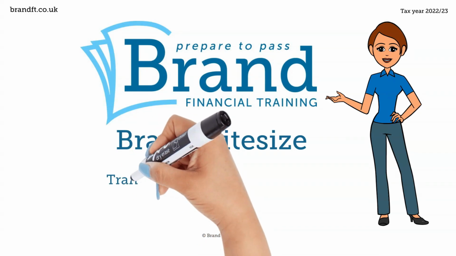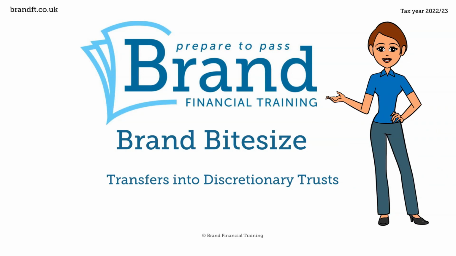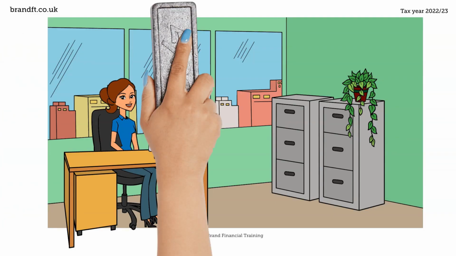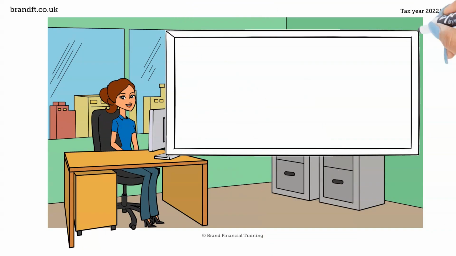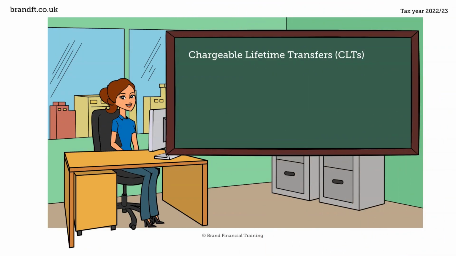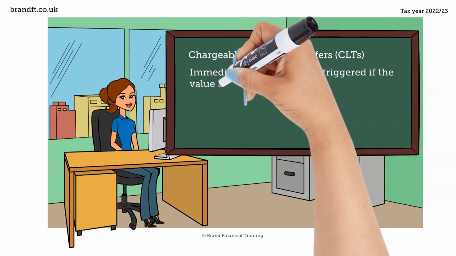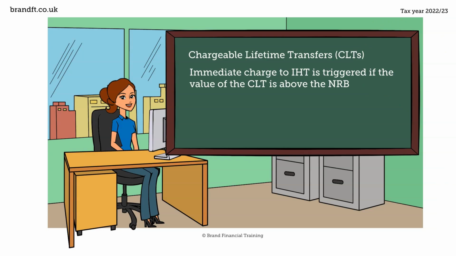Today we're looking at transfers into discretionary trusts. Transfers into discretionary trusts are called chargeable lifetime transfers, or CLTs for short. An immediate charge to IHT is triggered if the value of the CLT is over the settlor's available nil rate band, i.e. once added to any other CLTs made in the previous 7 years.